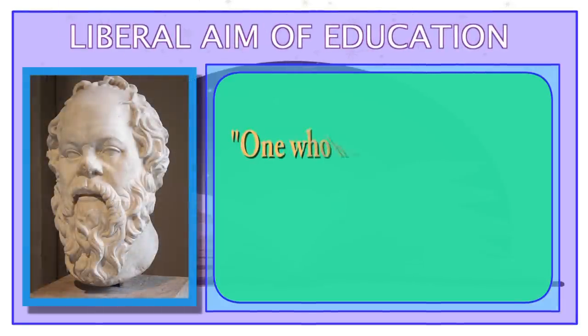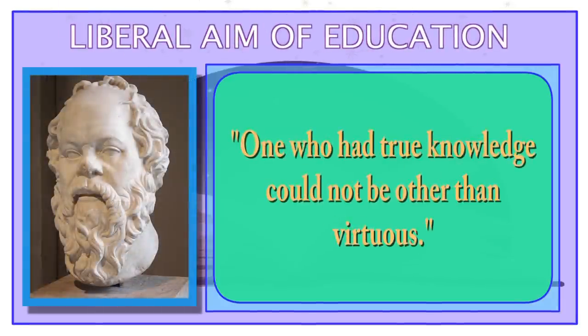The supporters of the liberal aim believed that man is considered far superior to animals because of certain cognitive abilities such as thinking, reasoning, problem solving, etc. Therefore, liberal education laid emphasis on the development of these mental qualities of the individual. Socrates, a Greek philosopher, was a chief supporter of this aim. He mentioned that one who had true knowledge could not be other than virtuous. So, education cannot but have knowledge as its important aim.